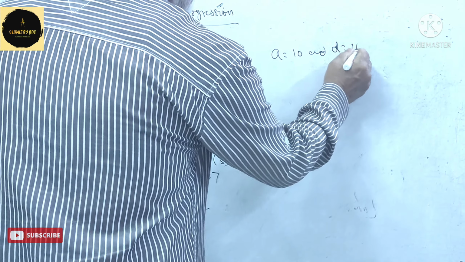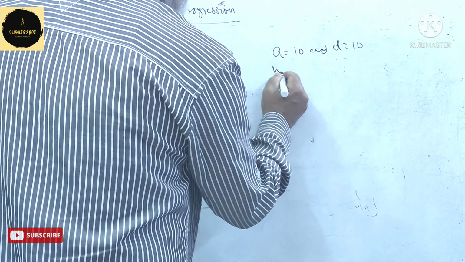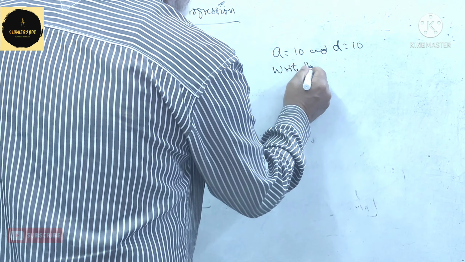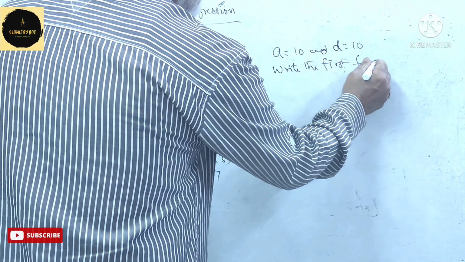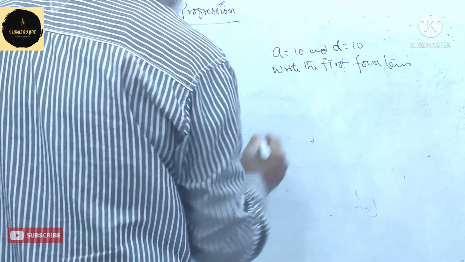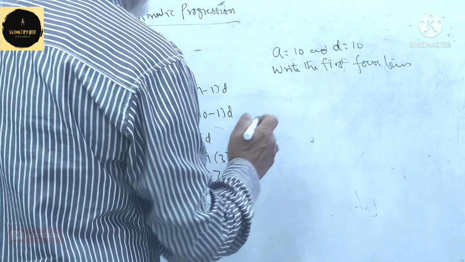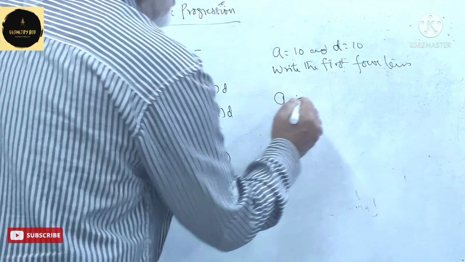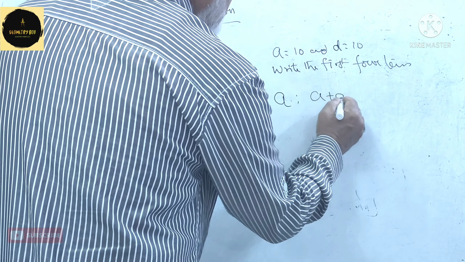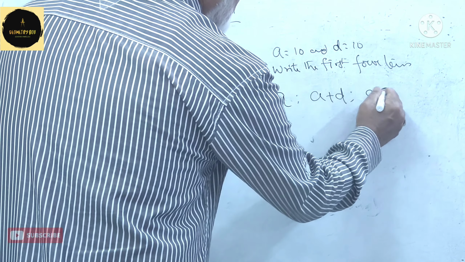Then let us study another example. Suppose a is equal to 10 and d is equal to 10. Write the first 4 terms. How are you going to write it? First of all, write down the first 4 terms.